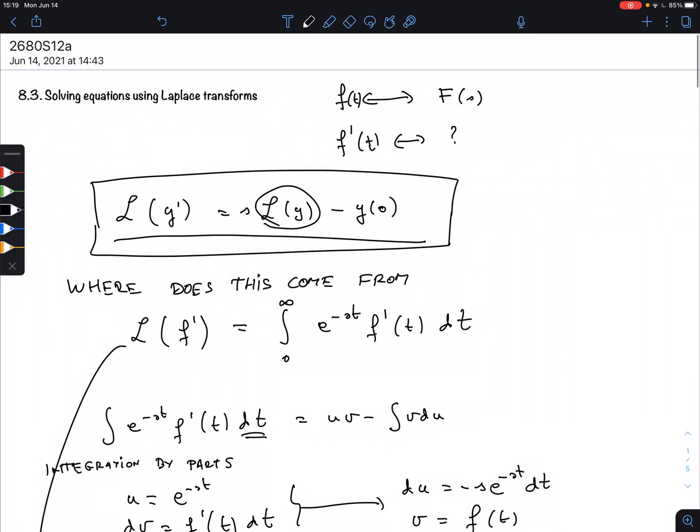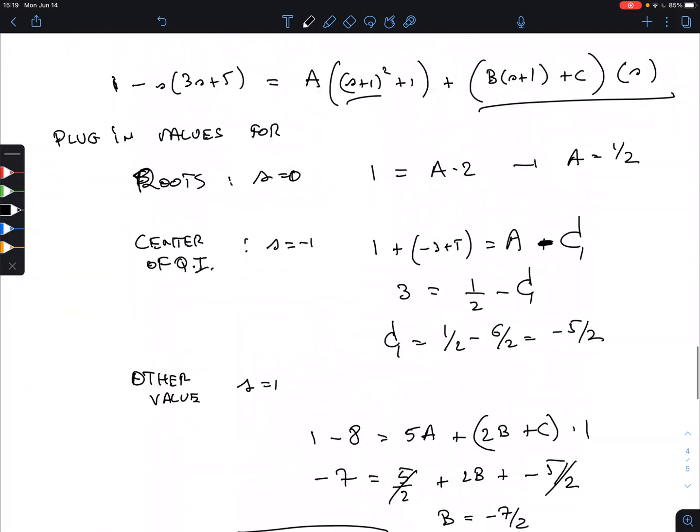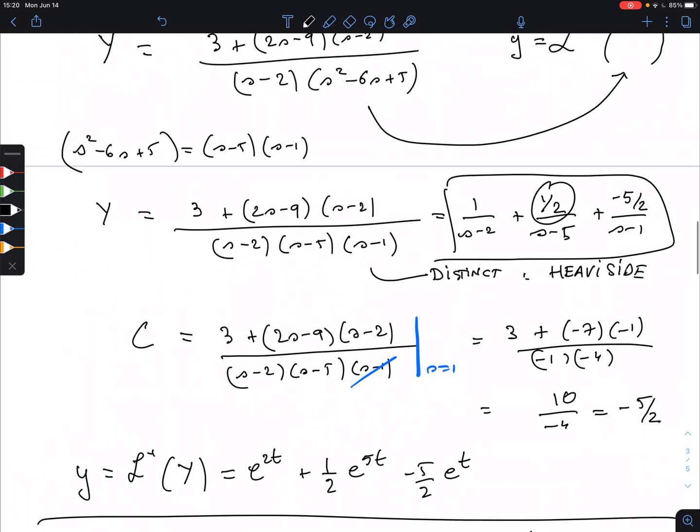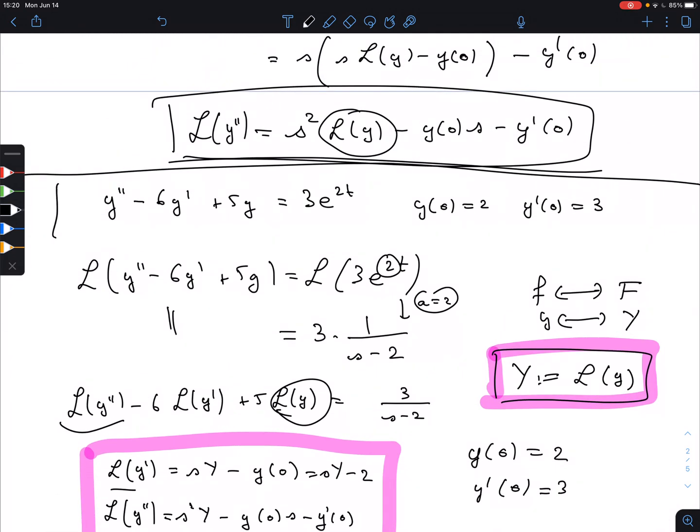The next lecture, what is this going to be? Well, it's going to be using this method to solve linear second order differential equations with constant coefficients, this type of equation. So that's what we're going to try to solve.